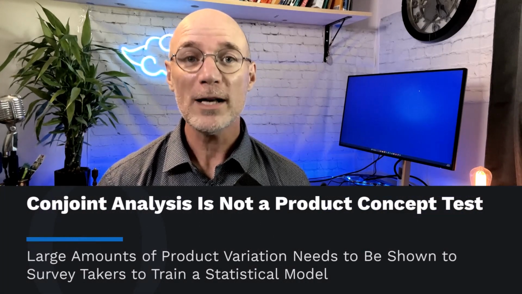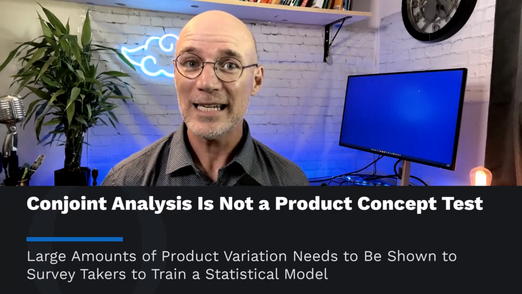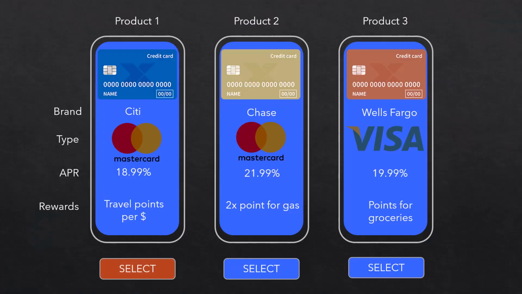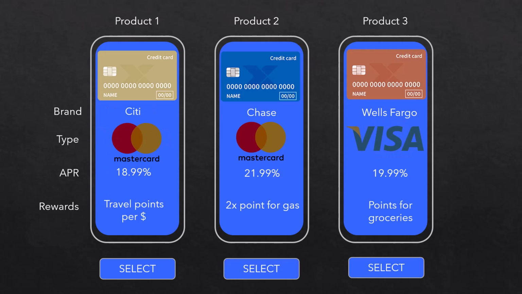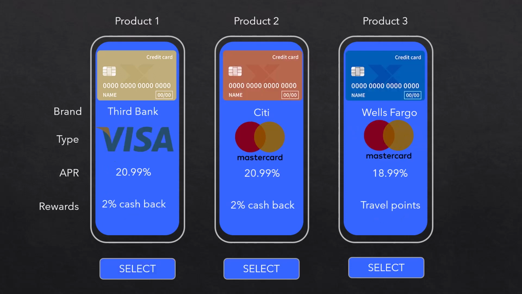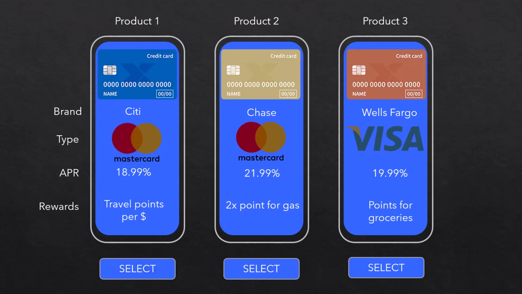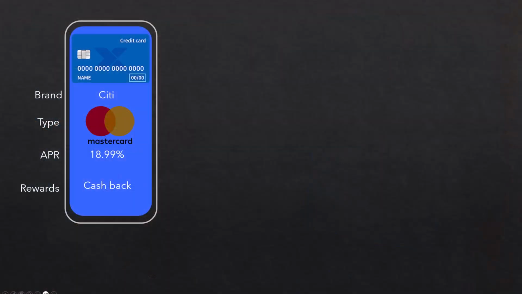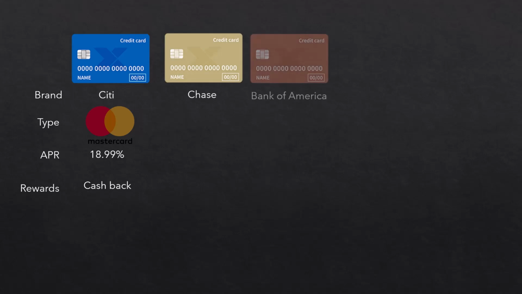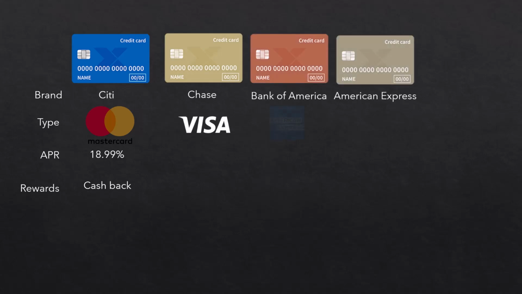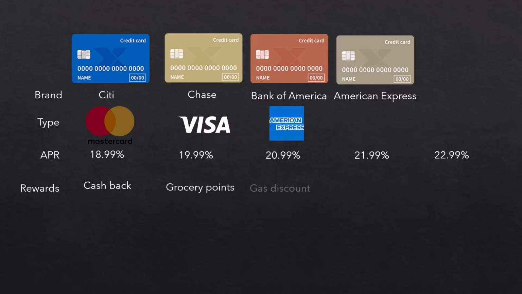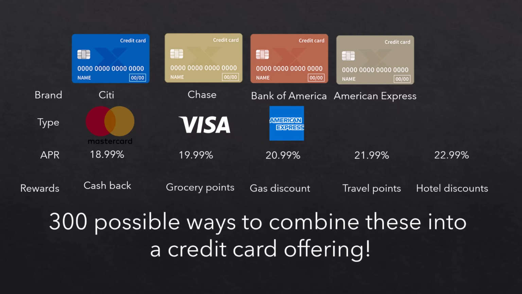And to build a robust model, survey takers need to have seen and evaluated as many possible combinations of product attribute levels as possible. And there are a lot of combinations. If we assume that in our credit card example there are 4 possible brands, there are 3 possible card types, and there are 5 possible APR values, and there are 5 possible rewards, we can arrange these attribute levels to create 300 different products. But that's not all.